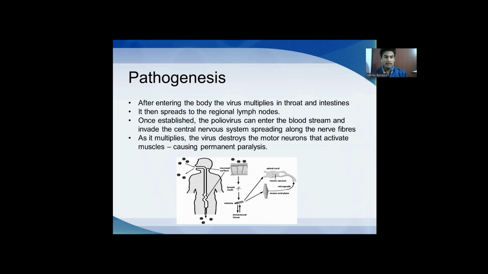Then in there it will multiply and mainly destroy the motor neurons in the spinal cord, which causes paralysis of peripheral muscles, or permanent paralysis of the muscles in our body.